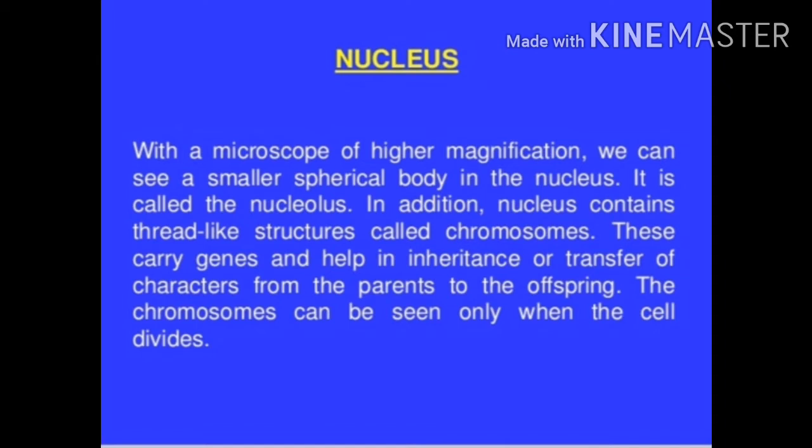In addition, the nucleus contains thread-like structures, and these are called chromosomes. These chromosomes are very important because they carry genes and help in inheritance, or transfer of characters, from the parents to the offspring, to the next generation. The chromosomes can be seen only when the cell divides. When the cell is ready to divide, the chromosomes thicken and become rod-like.